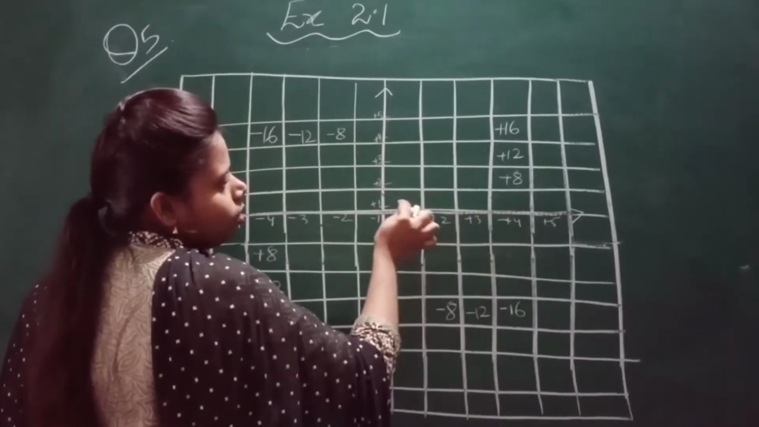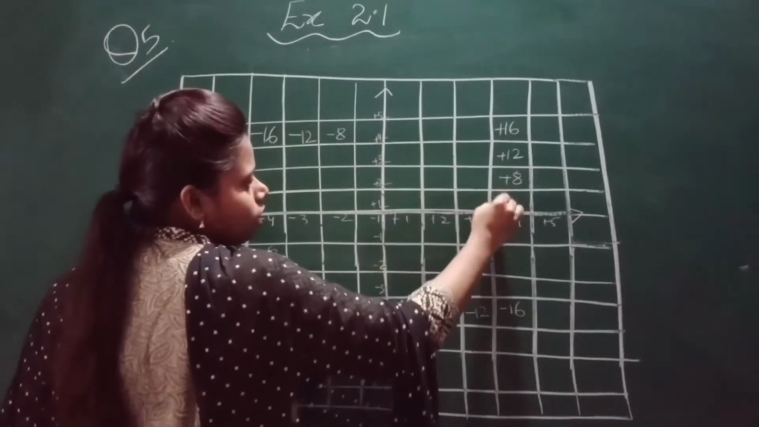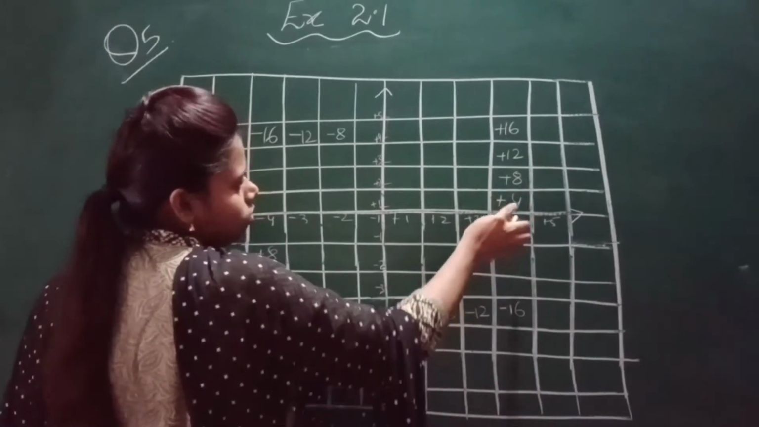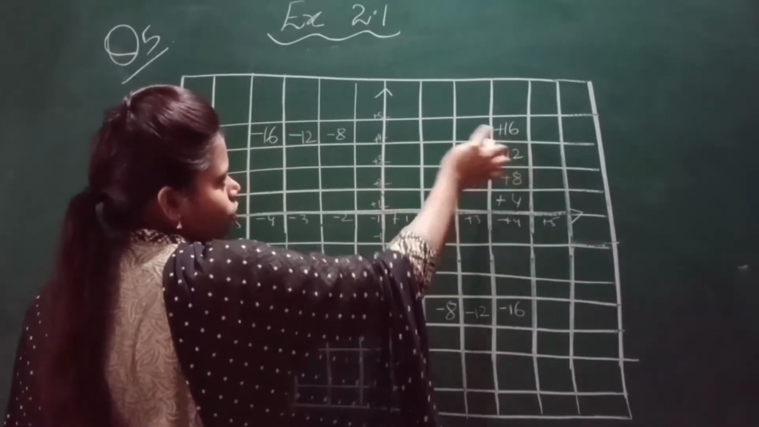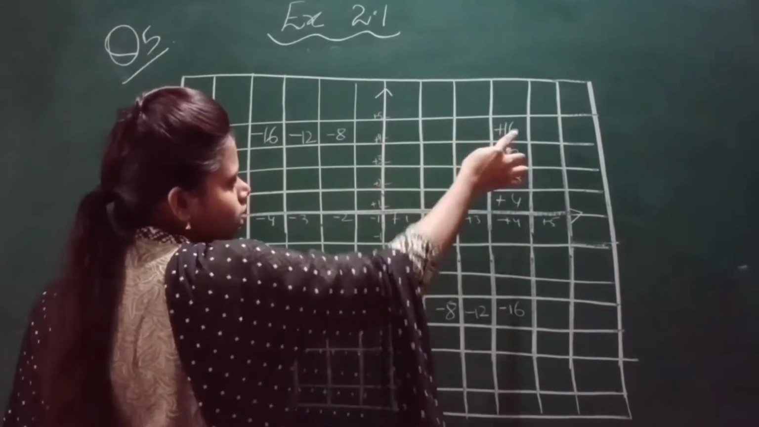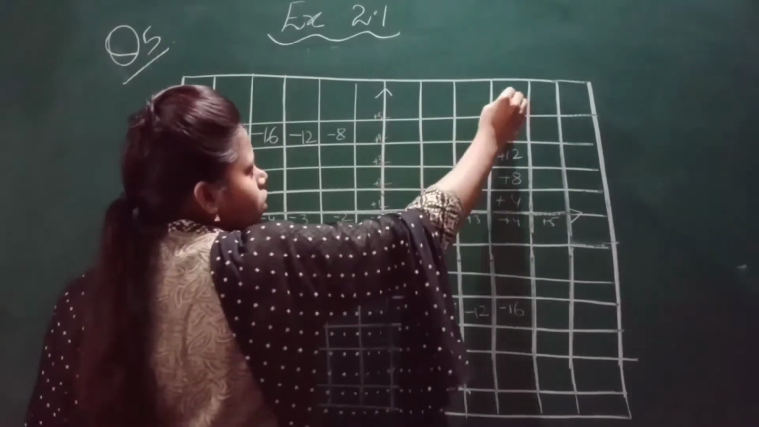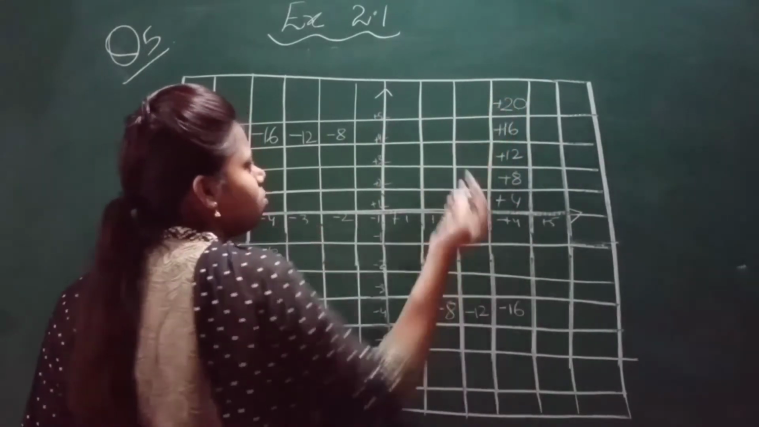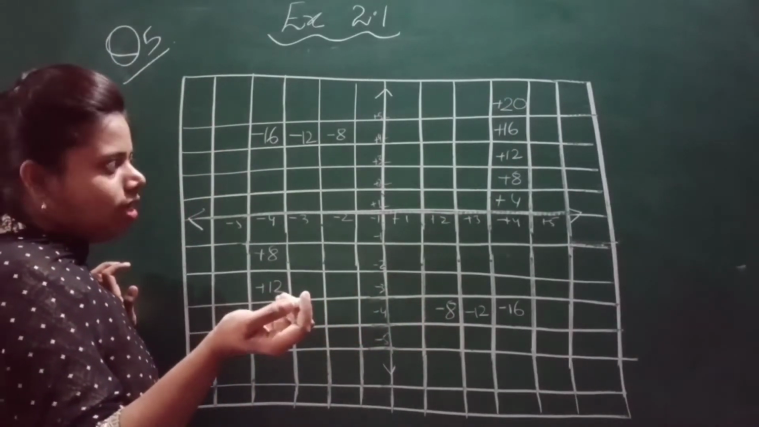See here, both are positive, plus plus plus. 4 ones are 4. Now see, already done: 4 ones are 4, 4 twos are 8, 4 threes are 12, 4 fours are 16. You can see here 4 twos are 8, 4 threes are 12, 4 fours are 16. Now plus 4 times plus 5: 4 fives are 20, and the sign will be plus only. So it is so easy now. You can see here it is very easy.